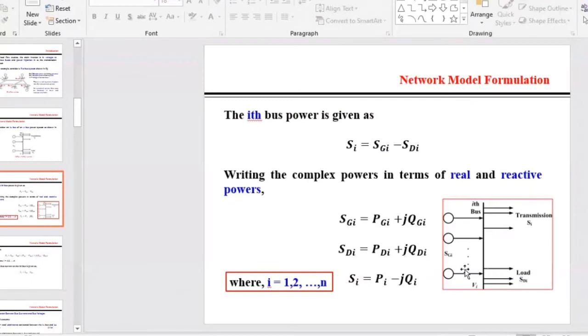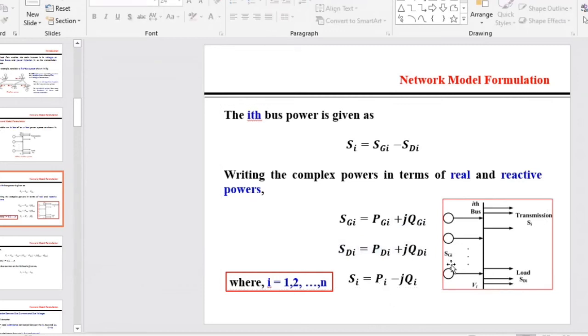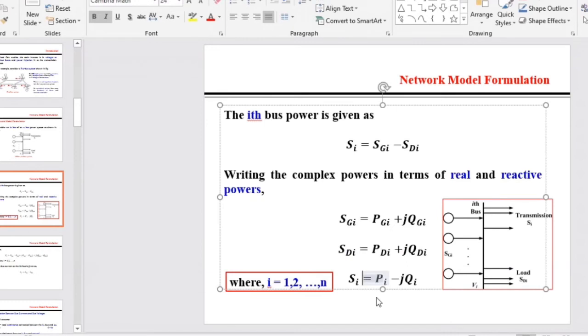And if we look at the ith bus, how do we represent those powers? Complex power is simple, like I mentioned earlier, it is P plus jQ, but we make sure that we use those labels accordingly. For generation, the G should be there and the i should be there. If we are considering the load power, SDI should be PDI plus jQDI. If we are considering the complex power of that ith bus, it is SI, which will be PI and QI.